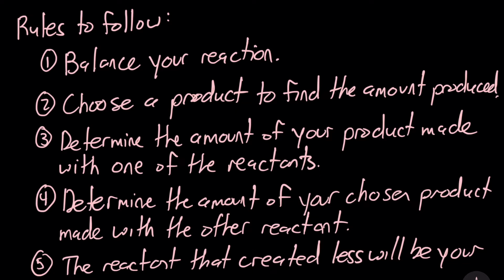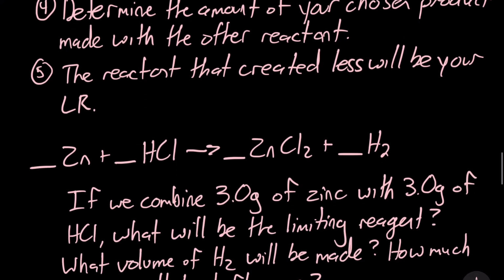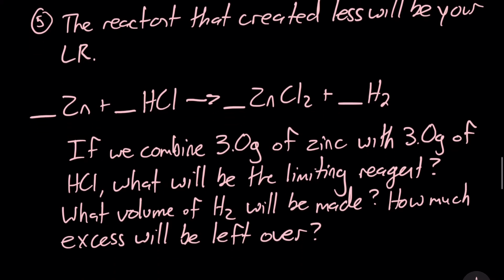So we're going to look at rules 3 and 4. It says determine the amount of your product made with one of the reactants. And then you will just redo that with the other reactant. So it says rule 4, determine the amount of your chosen product made with the other reactant. Finally, rule 5, it says the reactant that created less of your product will be your limiting reagent. Okay, so let's take a look at one example here. We have zinc, and it's reacting with hydrochloric acid, and it's going to make zinc chloride and just H2 gas, or hydrogen gas. Okay.